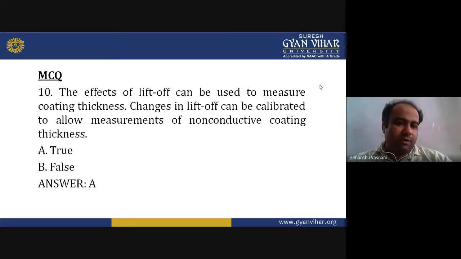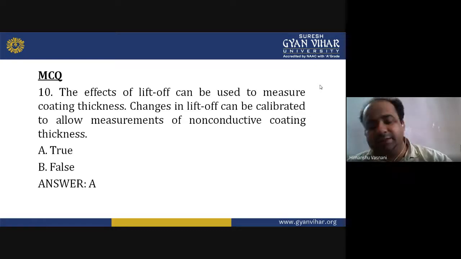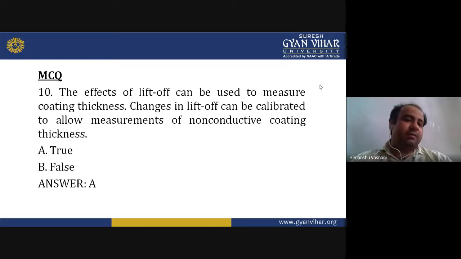We have discussed liftoff a lot. So they said this effect of liftoff can be used to measure coating thicknesses, and changes in liftoff can be calibrated to allow measurements of non-conductive coating thicknesses. So I think it's true. The answer is A. That is true.